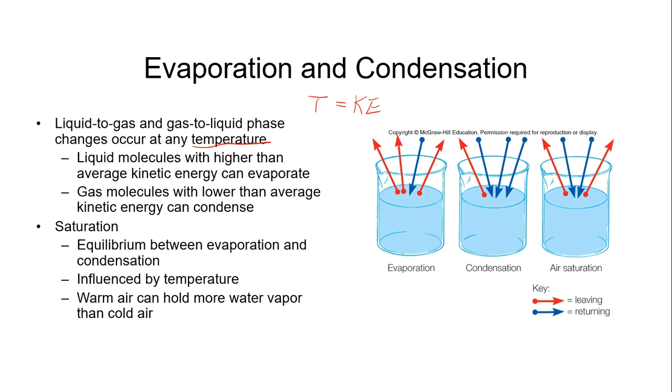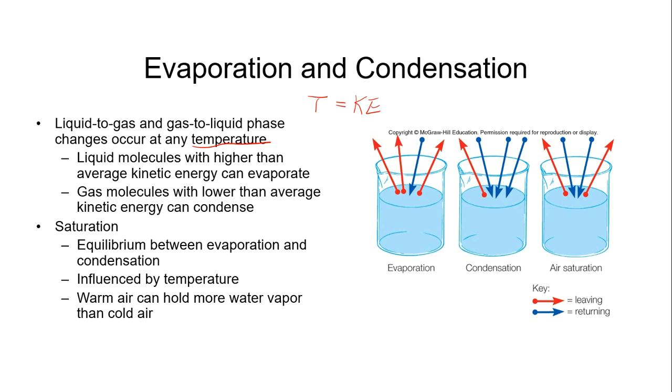Now, if the liquid molecules have more kinetic energy than the average kinetic energy of the water, then it evaporates. In other words, it flies out, which is indicated by these red arrows in these figures. However, if the gas molecules have less energy than the average kinetic energy of the liquid water, then it condenses. It reverses and goes back from gas to liquid, indicated by the blue arrows.